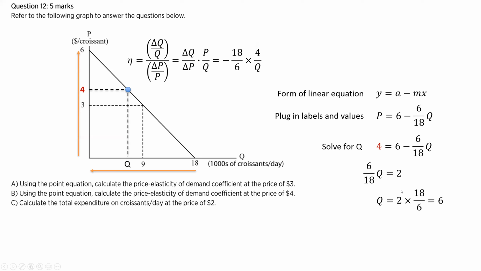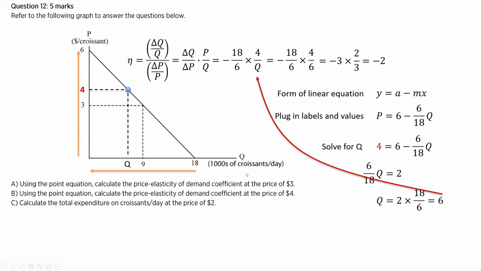So Q equals 2 multiplied by the reciprocal of this, which equals 6. All right, so when the price is 4, the quantity is 6. That quantity here is 6. So we plug that back into here. Now we can finish. Negative 18 over 6, which is negative 3, multiplied by 4 over 6. Negative 3 times 2/3 equals negative 2. So that is our price elasticity of demand coefficient at the price of 4 at that point.